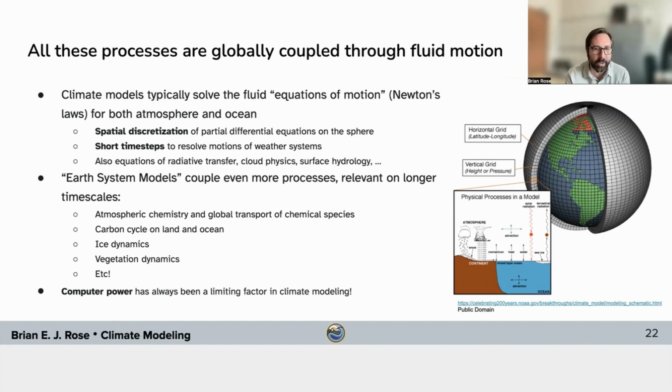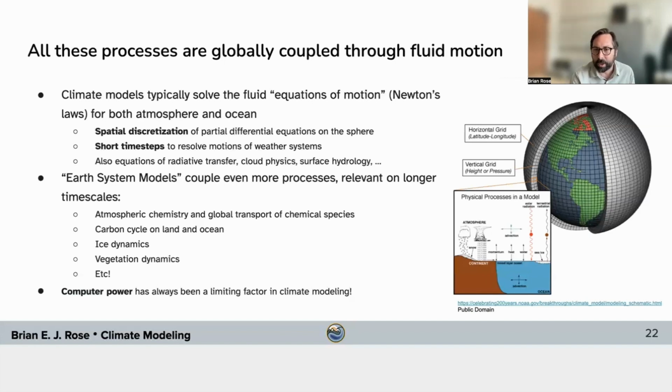Another thing to think about here is time stepping. What a climate model typically needs to do is resolve the motion of weather systems, because it's those weather systems that are moving a lot of information around about conditions in other parts of the planet. And so the climate model needs to resolve the weather in order to simulate the climate. And that means short time steps. There are lots of other equations involved, like the governing equations for radiative transfer, processes in cloud physics, and processes at Earth's surface. And in the space of Earth system models, we're coupling even more processes together, which become, again, relevant on longer timescales.